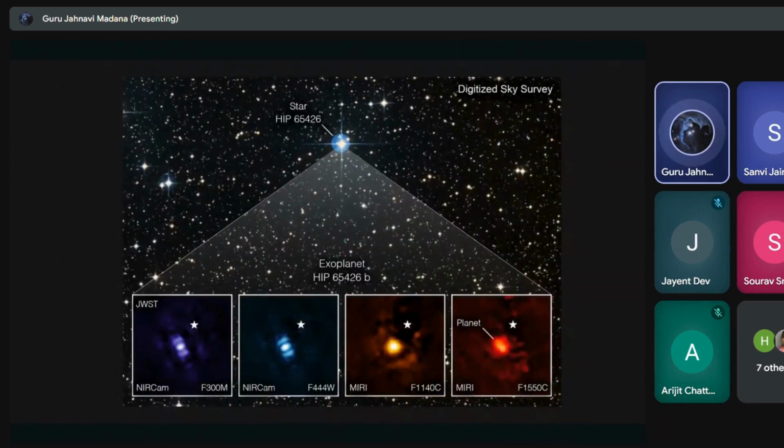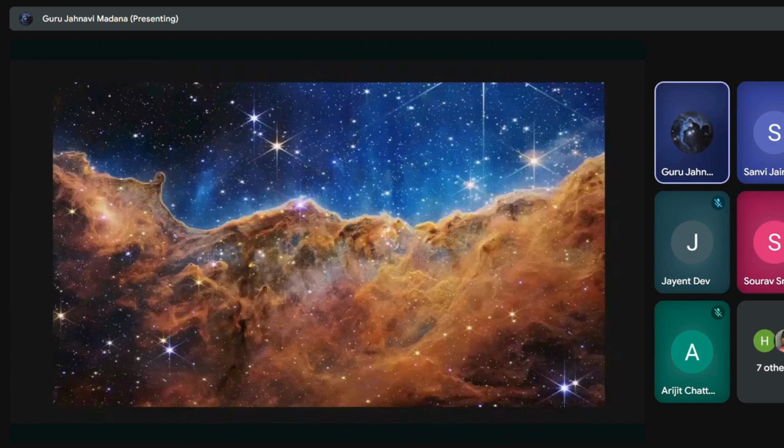So this is the first image of an exoplanet taken by James Webb Space Telescope. The HIP 65426 b is about 6 to 8 times the mass of Jupiter and about 15 million to 20 million years old. And with Webb's ability to peer through cosmic dust, it captured stellar nurseries and individual stars in the Carina Nebula that were previously obscure. So one of the most striking images to come from Webb so far is the so-called cosmic cliffs, a cloud of gas and dust in the Carina Nebula, you can see here, located about 7,500 light years from Earth.